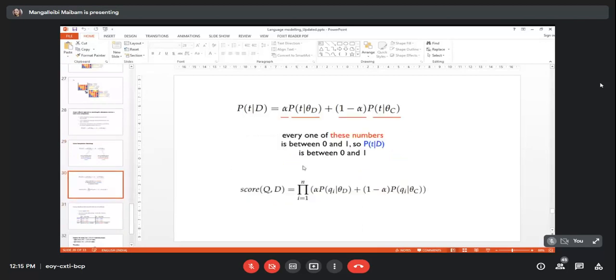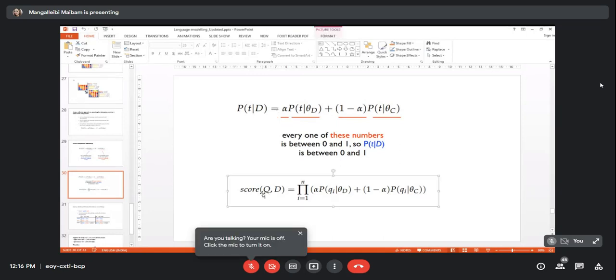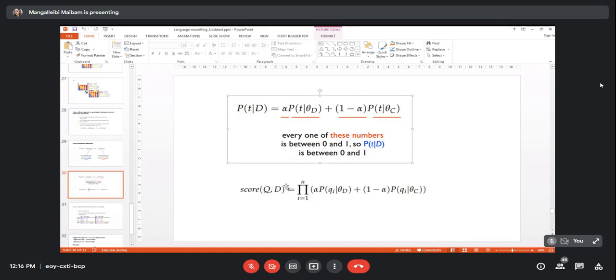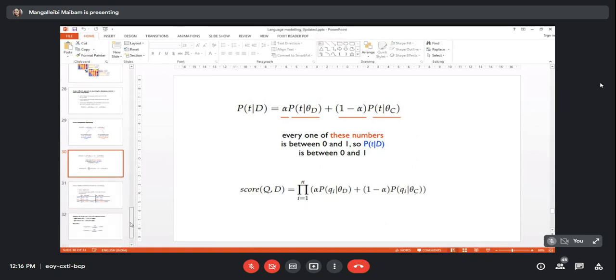Now we'll see one calculation. We are going to find the score using this probability formula. So the score is calculated as the product of the probability for the document and the probability for the entire collection. Okay. So let us see the example where we use this formula.